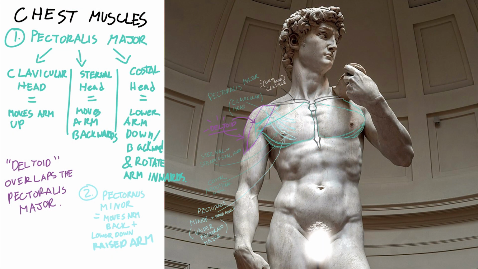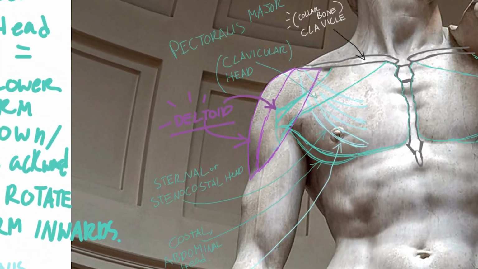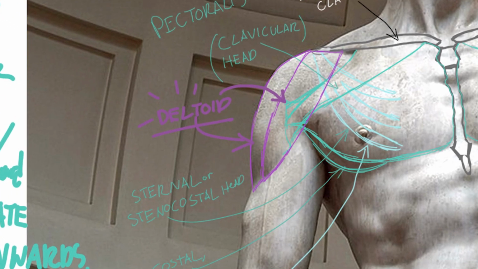Now, as you notice, the deltoid is very close to the Pectoralis Major, so the deltoid actually overlaps the Pectoralis Major. That's how the muscles layer, since the Pectoralis Major is attached to our humerus, which is the large bone of our upper arm over here. That's why you see the deltoid overlap and the pectoralis major is tucked under that muscle.